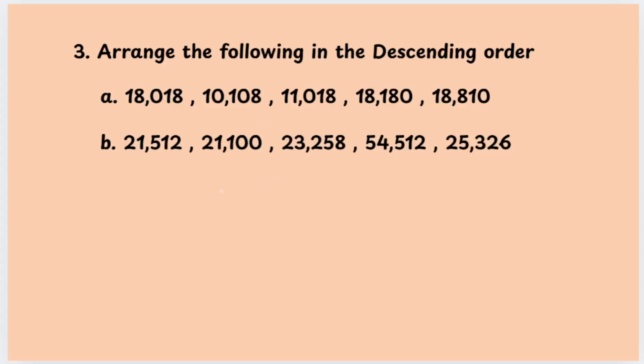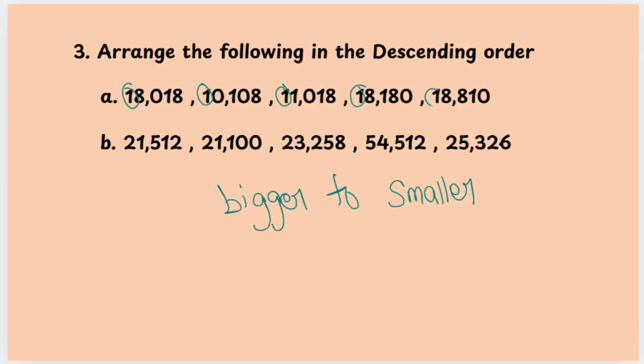So descending order is bigger to smaller. Fine. Bigger to smaller. Which one will come first? In the first one, take the first digit. 1, 1, 1, 1, 1. So everything is 1 in the first digit. Right. So let me take the second digit.